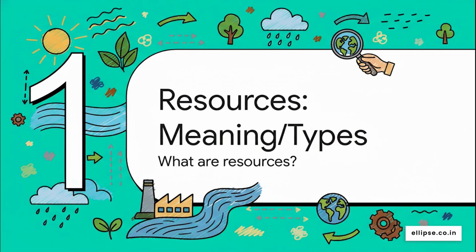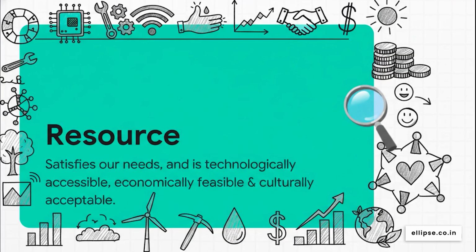We'll talk about what they mean and their different types. So the most basic question is, what exactly is a resource? Okay, so here's the textbook definition. A resource is basically anything in our environment that we can use to satisfy our needs. But, and this is super important, it's not that simple. For something to be called a resource, it has to meet 3 conditions.